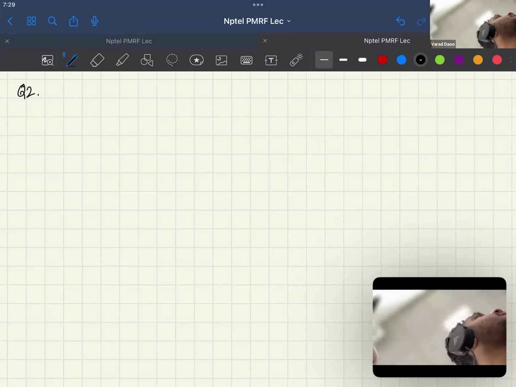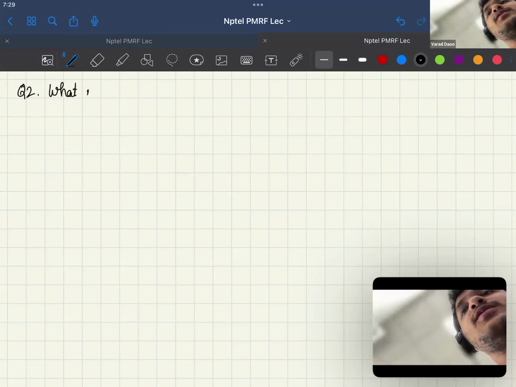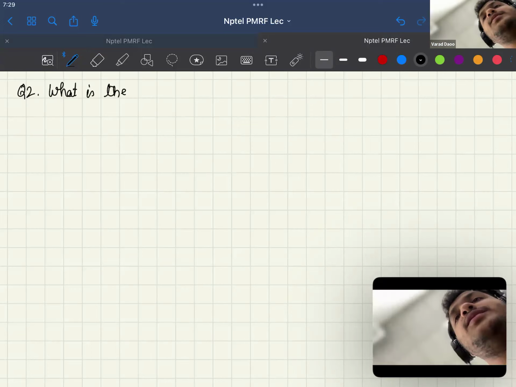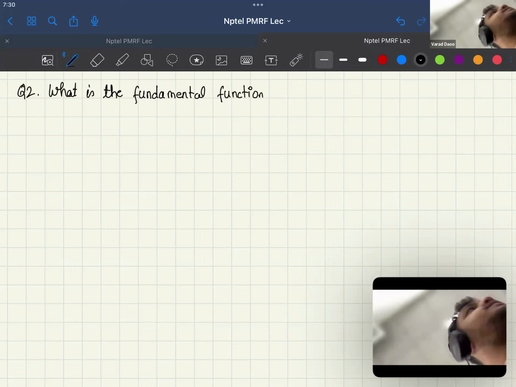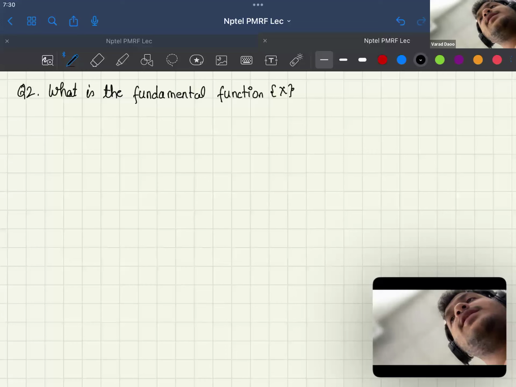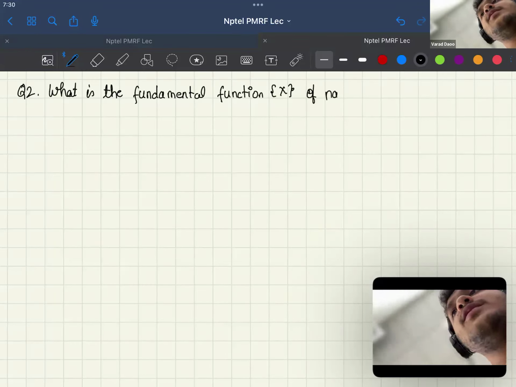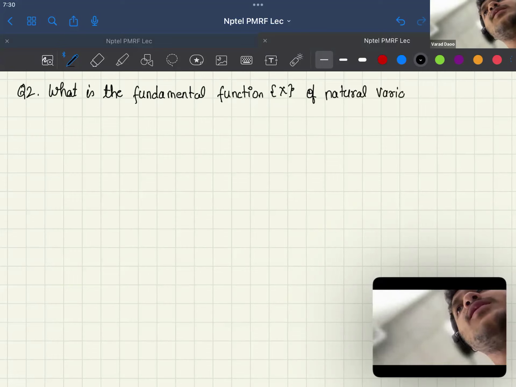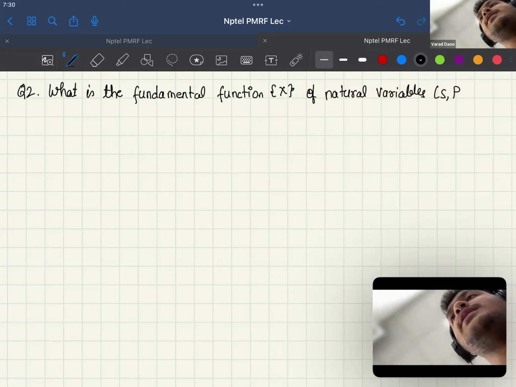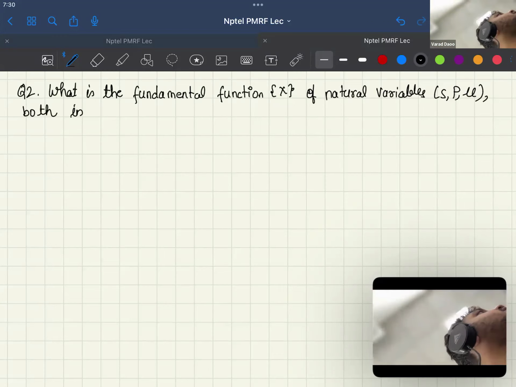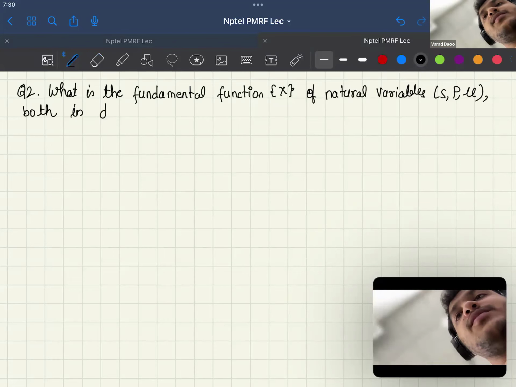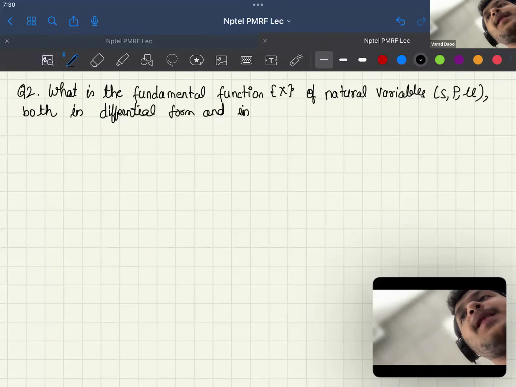Quite easy question. What is the fundamental function? Let's say that is x of natural variables s, p and mu, both in differential form and integral form. Differential form and integral form.